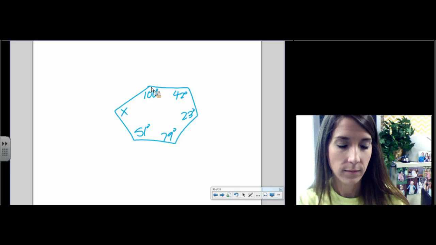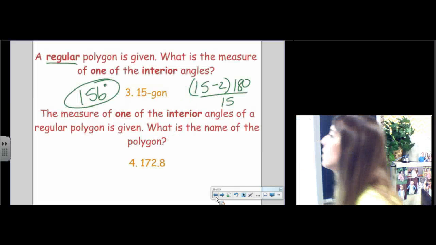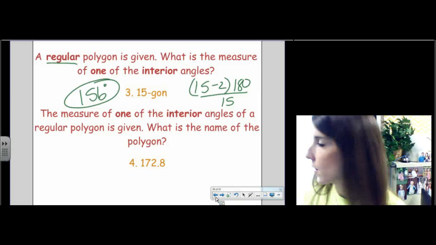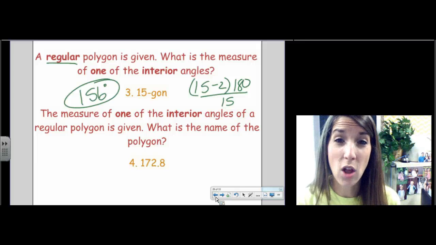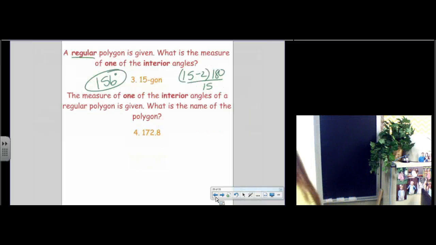Okay. We didn't get to this one yet. The measure of one of the interior angles of a regular polygon is given. What is the name of the polygon? Okay, on this one, there's two ways to do this. There's a long way and a short way. Let me show you both ways. Here's the long way.